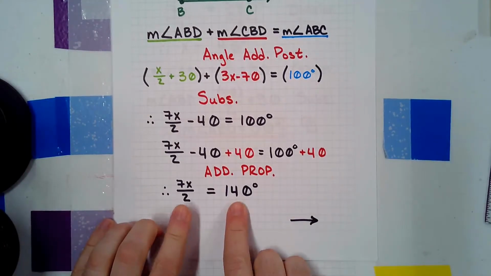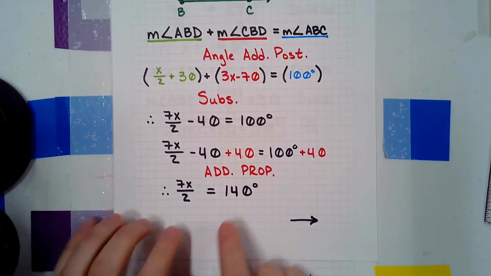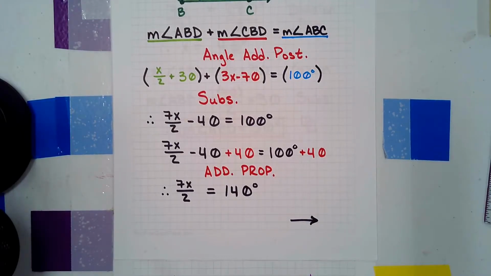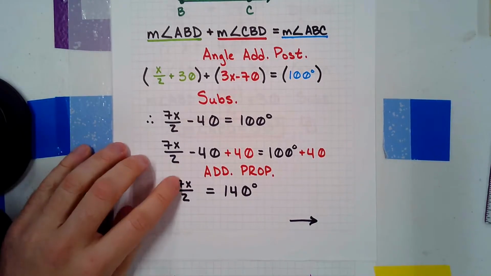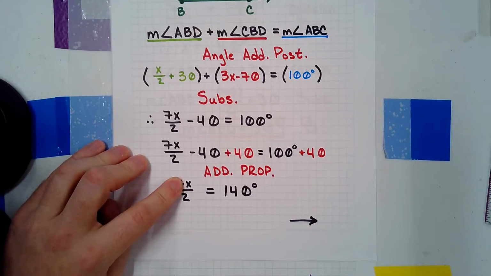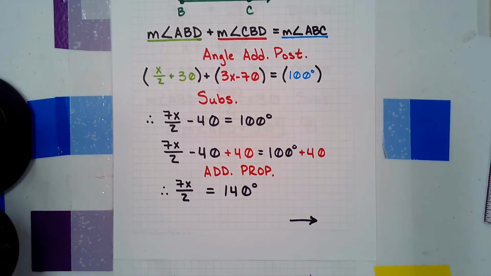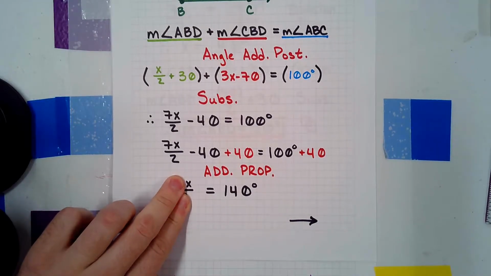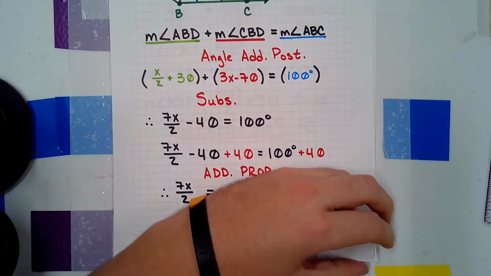What am I going to do next? Multiply by 2 would be a good idea. You could divide by 7 as well. That would get rid of the 7. That's okay. You could also, at the same time, multiply by the reciprocal. Multiply by 2/7 to both sides. That gets rid of both of these guys at the same time. But I did it individually.